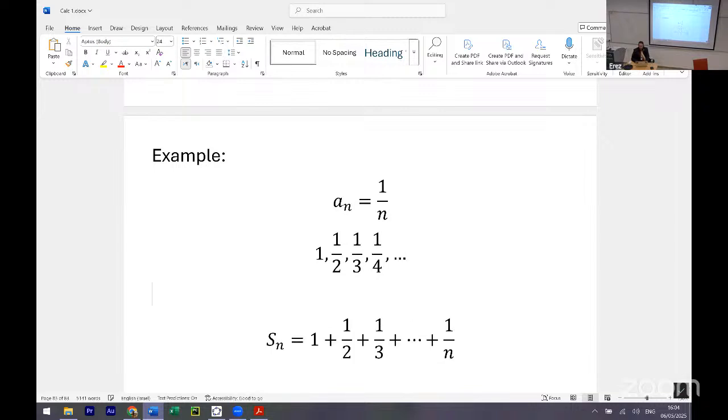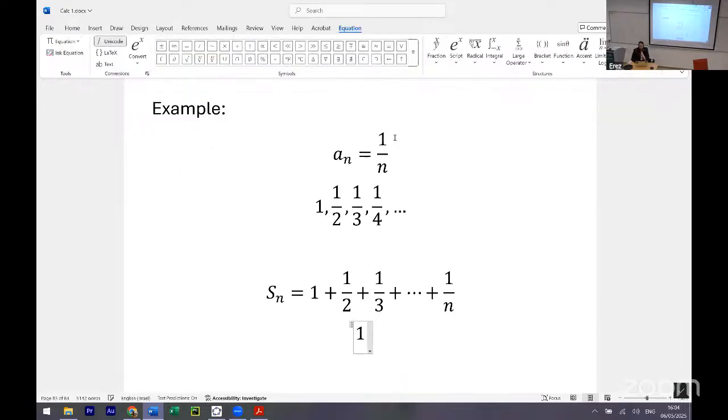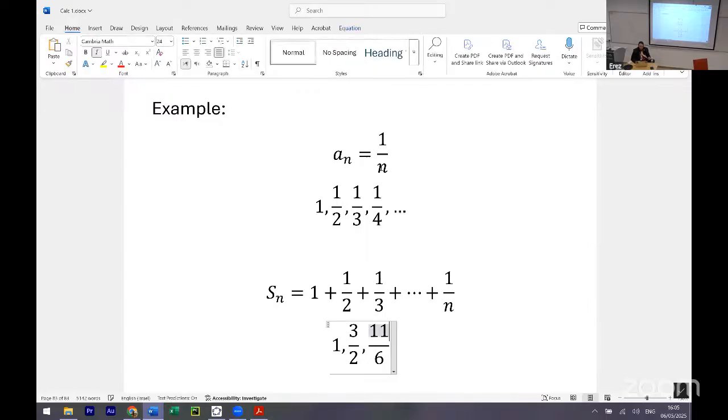So the elements of this sequence, what are they? The first element is the first element, no change. But what would be the second one? It's 3 halves. And what would be the next one? It would be 3 halves plus a third. How much? 10/6? Let's think about it. I think it's 11/6, because that's 9/6 and that's 2/6. And so forth.